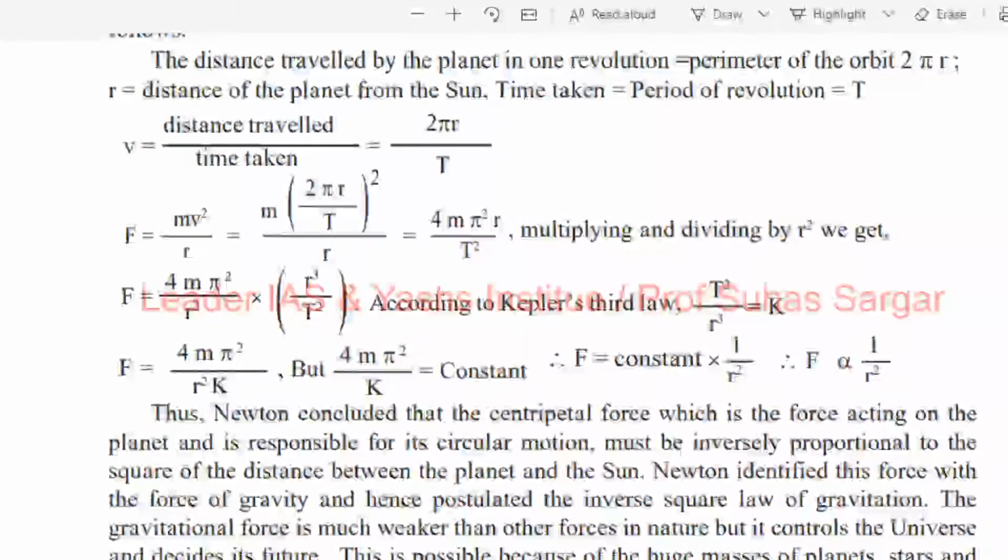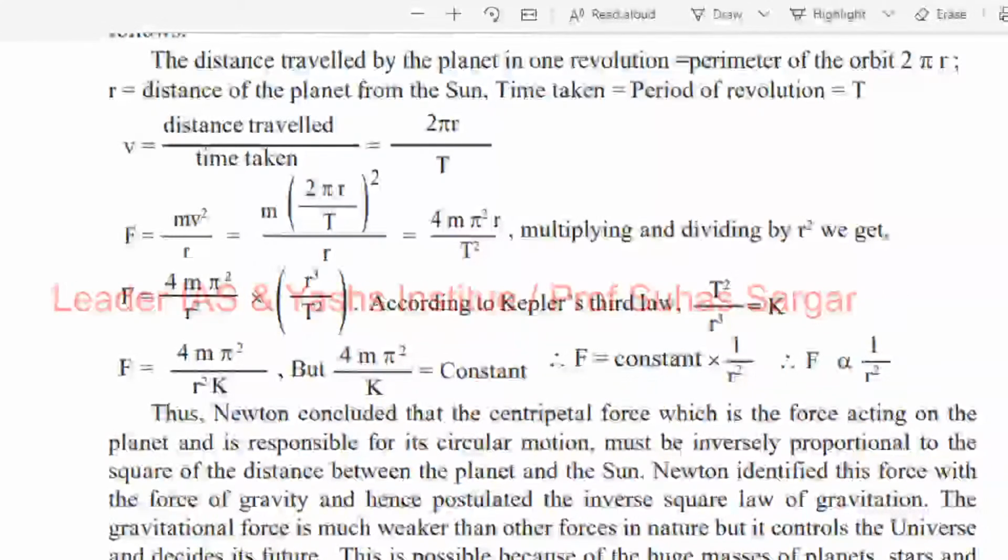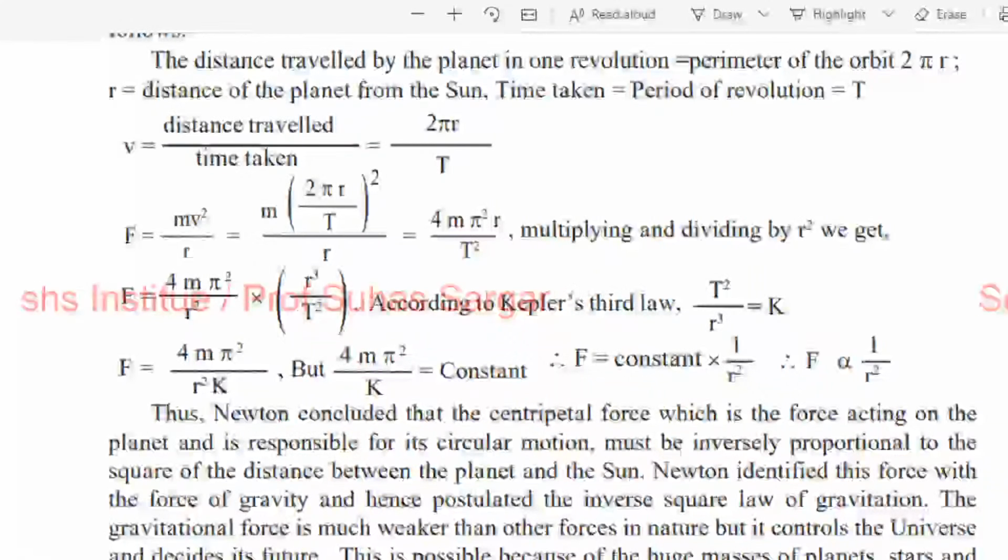Now, according to Kepler's third law, capital T square upon small r cube is equal to constant K. So, capital F is equal to 4m pi square upon r square capital K, but 4m pi square upon K is equal to constant. So now F is equal to constant into 1 upon r square. Therefore, capital F is proportional to 1 upon r square.